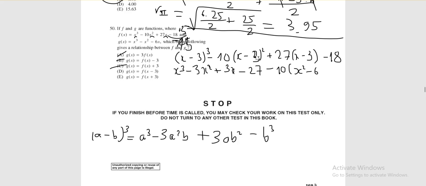Okay, so we apply it here, and then we have 10 times x squared minus 2 times 3, 6x, plus 9, and this will get 27x minus 27 times 3, which is, let me see, 81. 81 minus 80. Okay, so we can just remove all the brackets here and multiply all of it out.